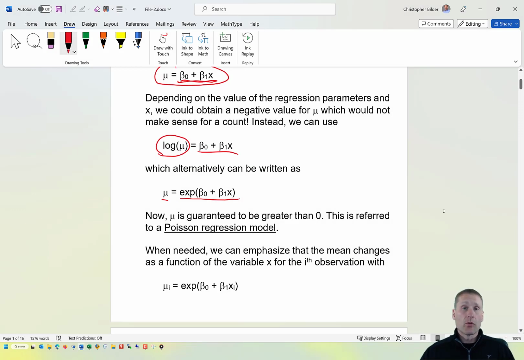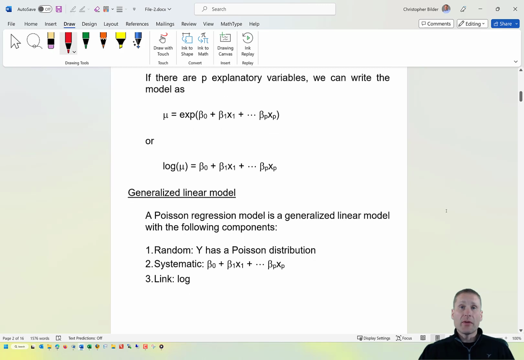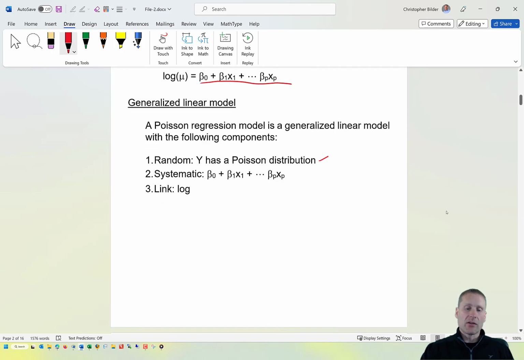Now, if one wanted to, one could write this model in terms of an ith observation. So we have mu sub i is equal to the exponential function evaluated at beta 0 plus beta 1 times x sub i. Of course, if there are p explanatory variables, then you have this linear combination of the regression parameters with your x's, your explanatory variables. Overall, what we have here is a Poisson regression model, and Poisson regression models are part of the general class of models known as generalized linear models, where y has a Poisson distribution. Our systematic component is this linear combination of the betas with the x's, and our link function is the log transformation.